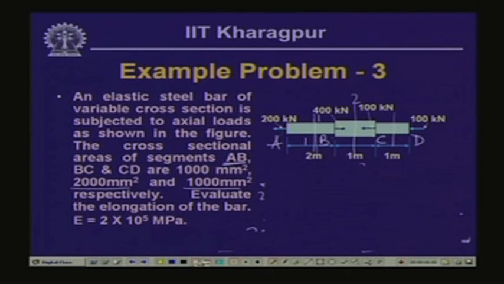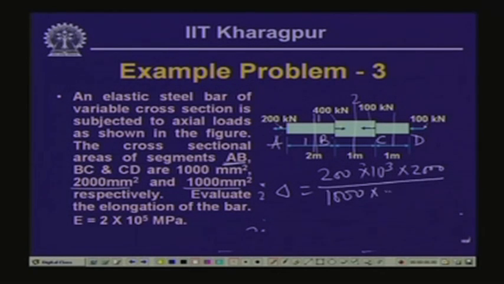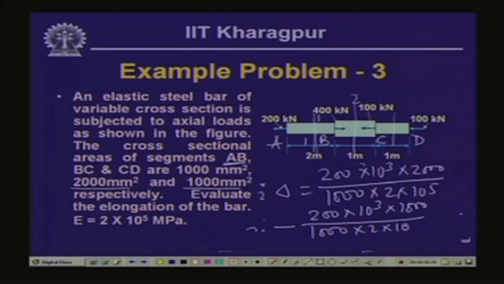This delta is equal to 200 into 10 to the power 3 into 2000 divided by 1000 times 2 into 10 to the power 5. The second one will be minus, which is again 200 into 10 to the power 3, minus 100 into 10 to the power 3 into 1000 divided by 1000 times 2 into 10 to the power 5, and if you compute this, this is going to be equal to 1 millimeter.